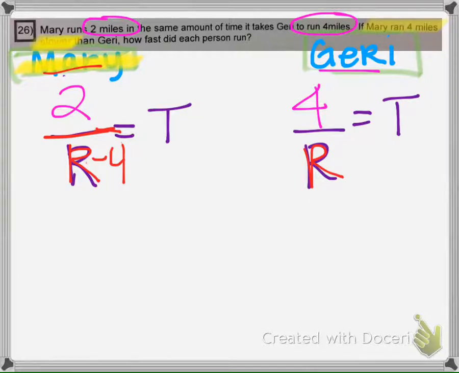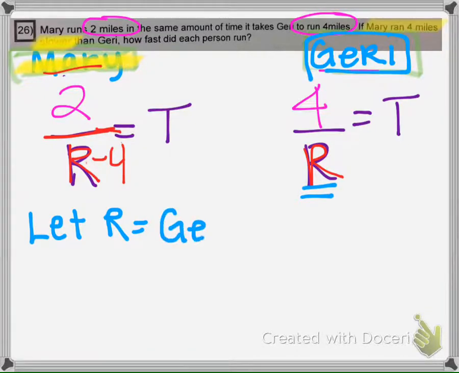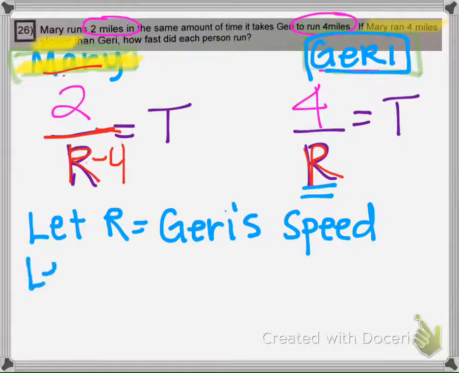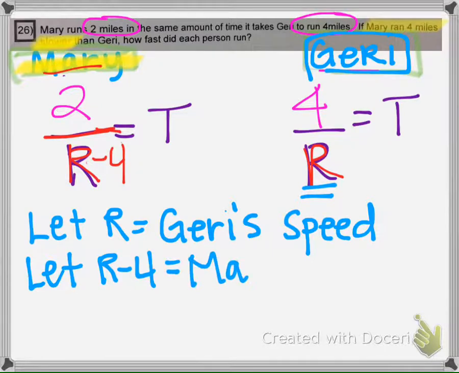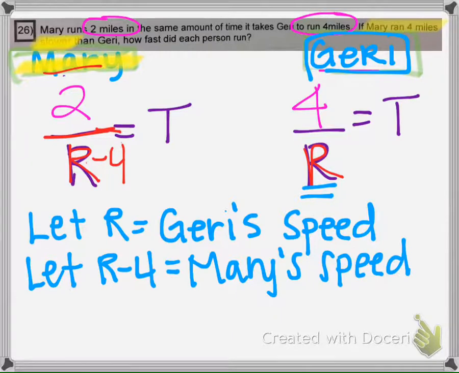Okay, so I'm going to write my let statement. I'm going to let R represent Jerry's speed. And R minus 4 is equal to Mary's speed. That way when I'm done, I know exactly what my answer represents. Alright, since this and this are the same, I could set these equal.